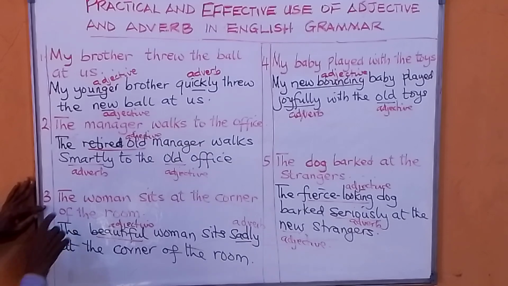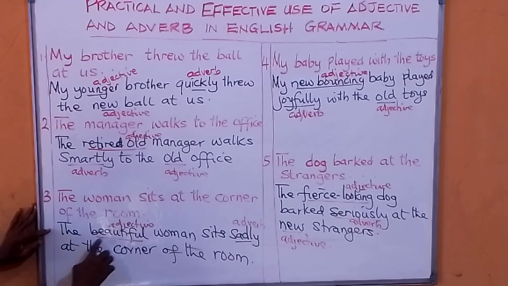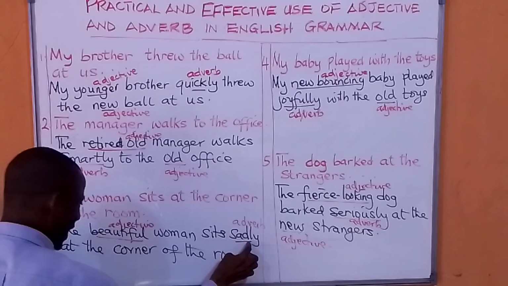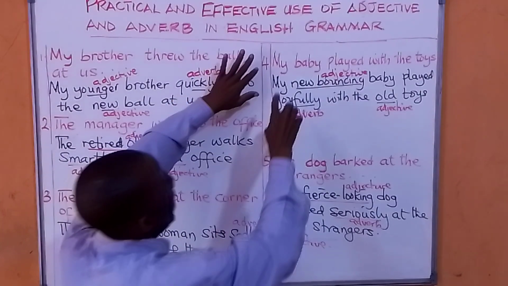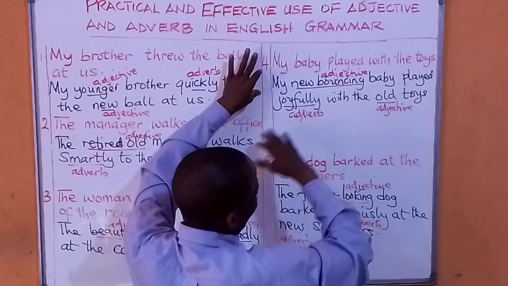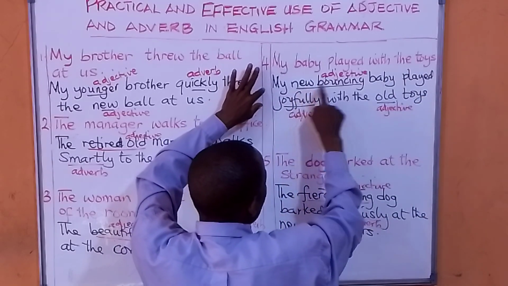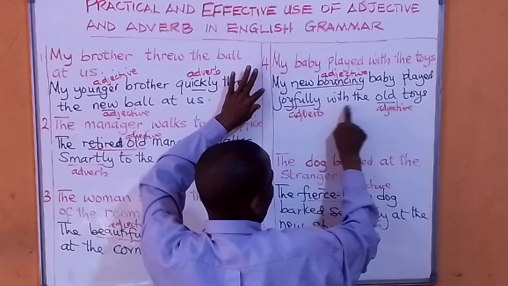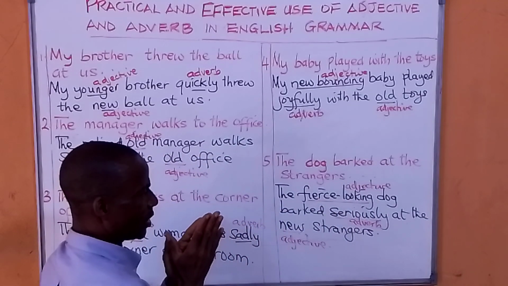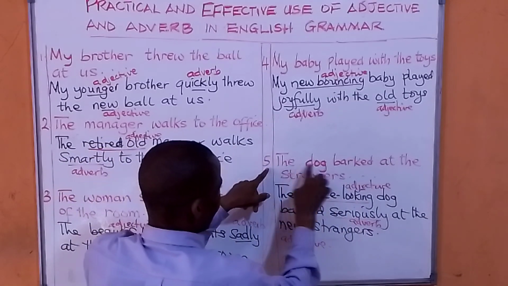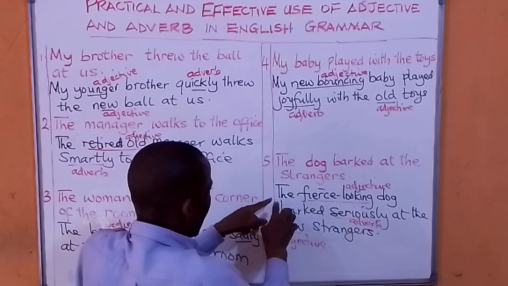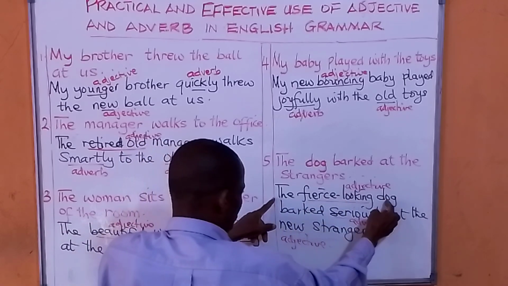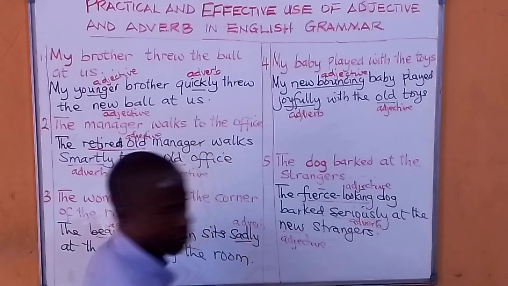The woman sits at the corner of the room. Instead of that, I say, the beautiful woman sits sadly at the corner of the room. You see that? My baby played with the toys. Instead of just writing that, I say, my new bouncing baby played joyfully with the old toys. You see how it looks now? Look at this. The dog barked at the stranger. Instead of making it too simple like that, I say, the fierce-looking dog barked seriously at the new stranger.